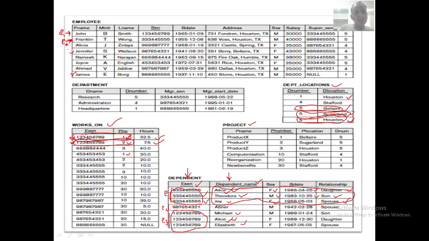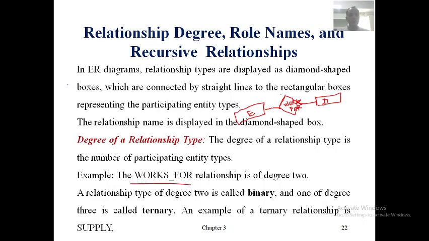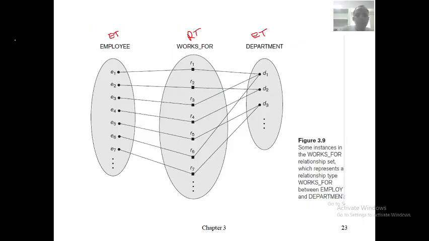E2. Similarly, E3, E4, up to there are 8 employees it seems. Got it? Now E1. This E1 person works for, what is the relationship? Works for department. See here, now in this department the employee E1 works for department D1.